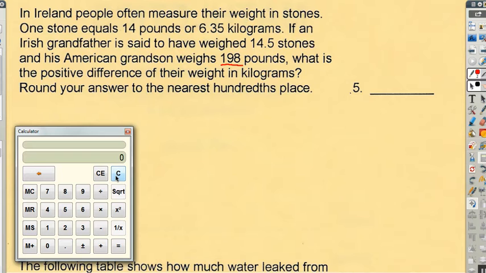All right, so 14 pounds is equal to 1 stone. 1 stone is also 6.35 kilograms. So here's what I did. I took 14 stones and turned it into pounds. So 14 stones.